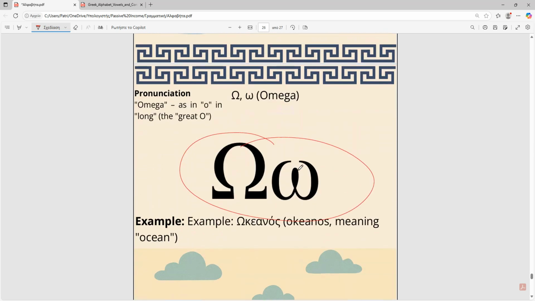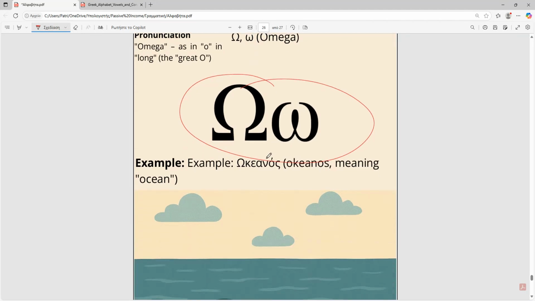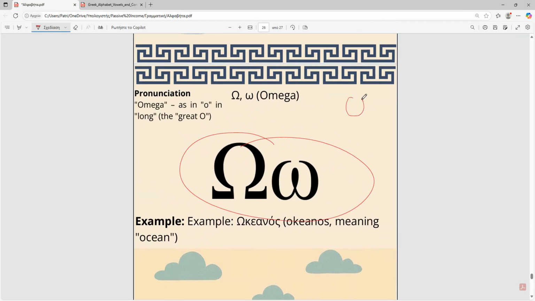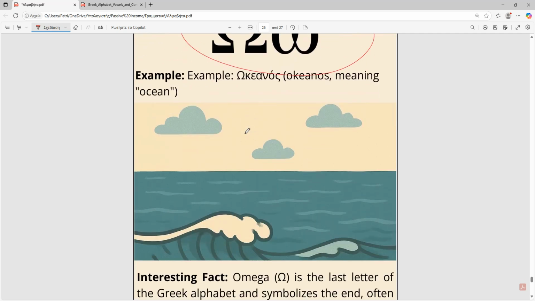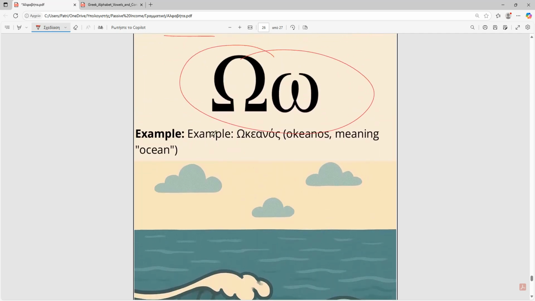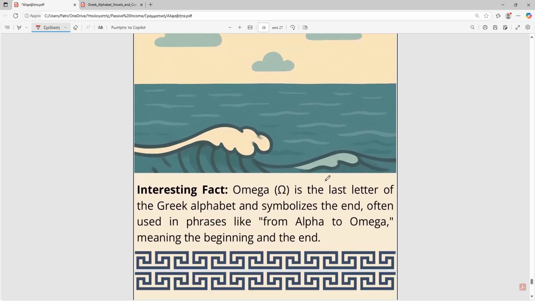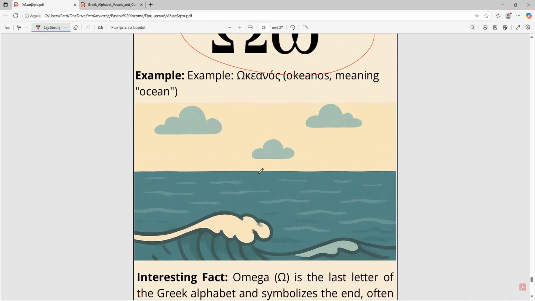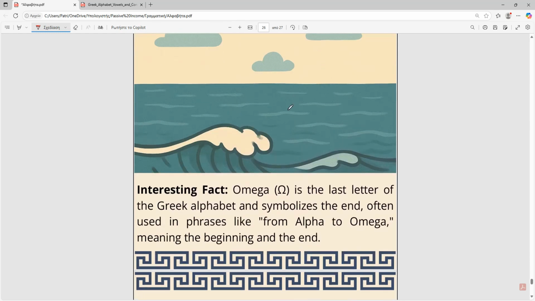Okay. And the last letter, remember that I told you from earlier, is the letter omega. And it's the second O because the first one, if you remember, is the omicron, the small O. Okay, omicron. We explained it a little bit earlier. That means the great O, as we said. And we have okeanos. Okay, okeanos. Omega is the last letter of the Greek alphabet and it symbolizes the end, of course, and is often used in phrases like from alpha to omega, meaning the beginning and the end. Okay, of course, alpha, the beginning, to the end, omega.